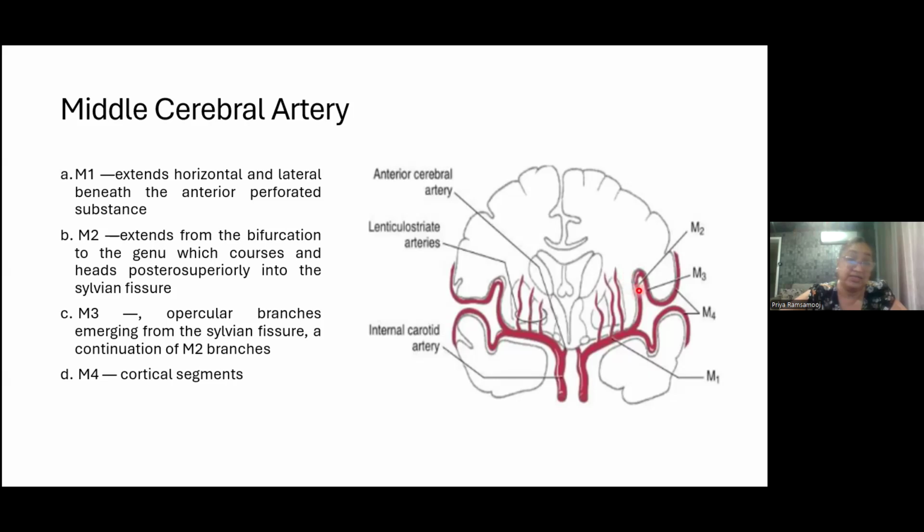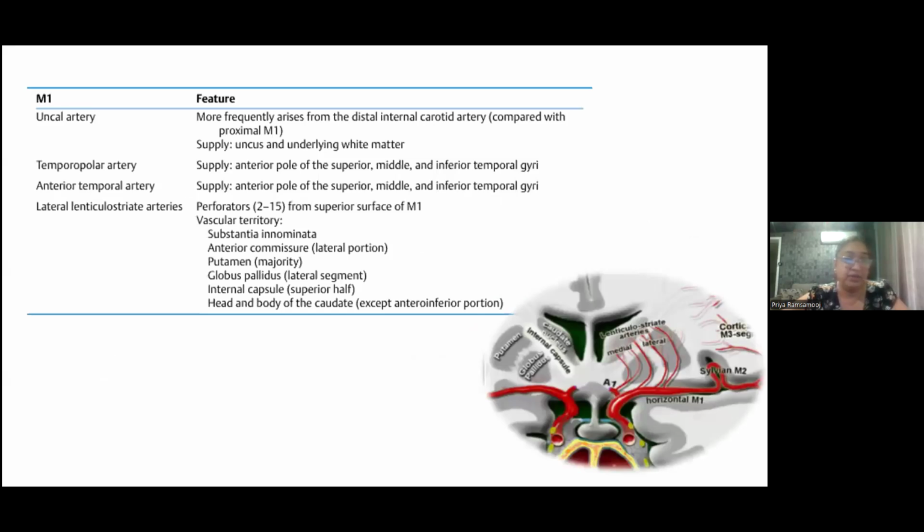Where did I say it went? Into the sylvian fissure. And then M3 is when it bumps out of the sylvian fissure and is, in essence, a continuation of M2. And then M4 is your cortical segments, right? So I hope that this puts it into perspective in terms of the segments of the middle cerebral artery. So M1, 2, 3, 4.